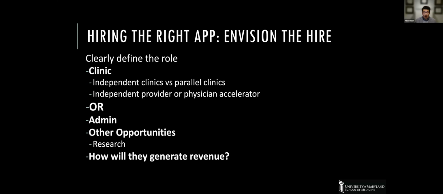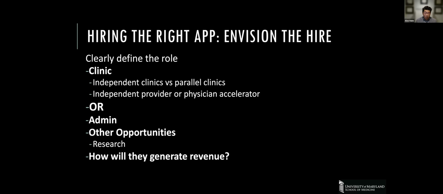That means figuring out how you are going to run clinic. Are they going to have independent clinics where they're completely on their own, or are they going to be parallel, perhaps in an adjacent pod, but they have you nearby should there be a need? Are they going to be an independent provider or a physician accelerator, someone who makes you more efficient and sees more patients, or maybe gets more ORs done, but isn't generating revenue necessarily on their own?